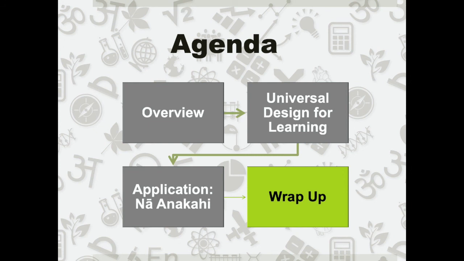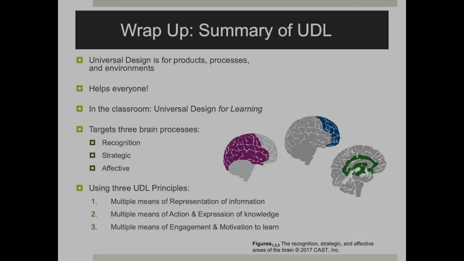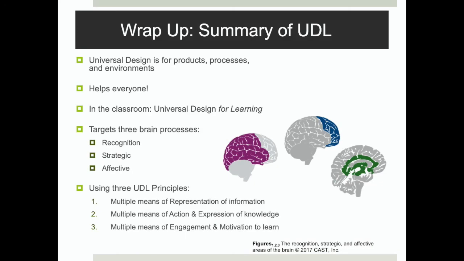We will conclude this presentation with a wrap-up. Summary of UDL. Universal design is for products, processes, and environments and helps everyone. UDL targets 3 brain processes: 1. Recognition, 2. Strategic, and 3. Affective.